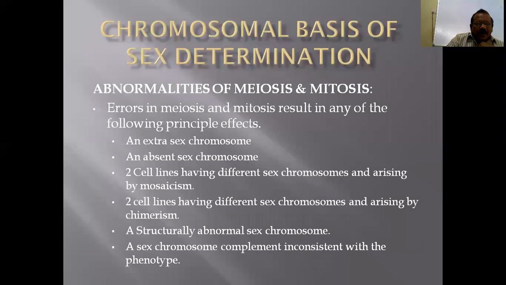Chromosomal basis of sex determination, abnormalities of meiosis and mitosis. Errors in meiosis and mitosis result in any of the following principal effects: an extra sex chromosome, an absent sex chromosome, two cell lines having different sex chromosomes arising by mosaicism, two cell lines having different sex chromosomes arising by chimerism, structurally abnormal sex chromosomes, and sex chromosome complement incoincident with the phenotype. These 6 variants are possible in the chromosomal basis of sex determination.